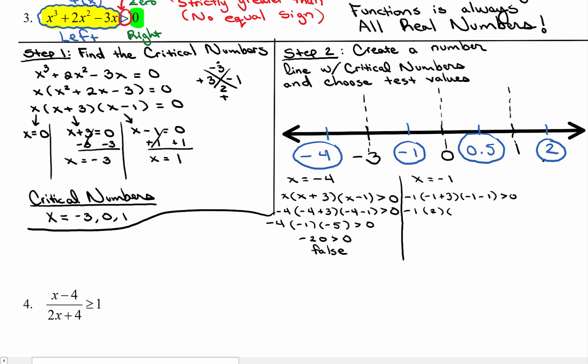And we're trying to see if this is greater than 0. So -1 times 2 times -2, that's going to give me a +4. And +4 is greater than 0. It's true. Whenever you get a true statement, you do want to include that interval. So we said we don't want the first interval. We do want the second one, right?